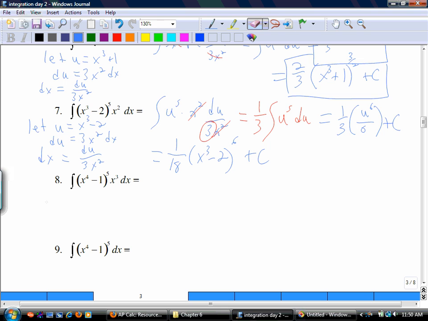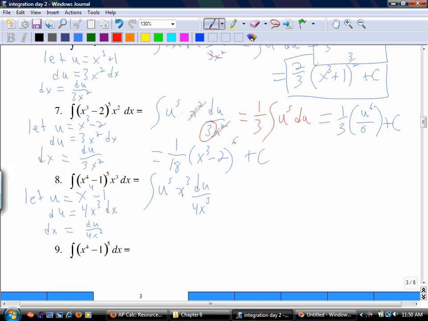All right, next one. Number 8, we're going to let u equal, again, what's inside the brackets, right? It's the easiest thing to do. x to the 4th minus 1. Because then I know that du is going to be 4x cubed dx. So dx is going to be replaced with du over 4x cubed. So that becomes the integral of u to the power of 5, x cubed, dx is replaced with du over 4x cubed.